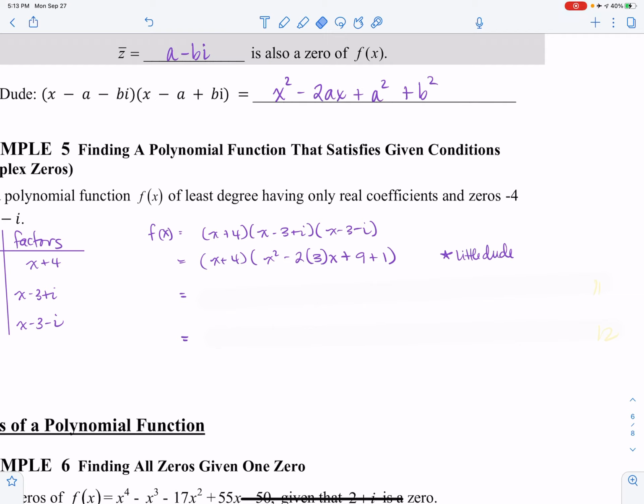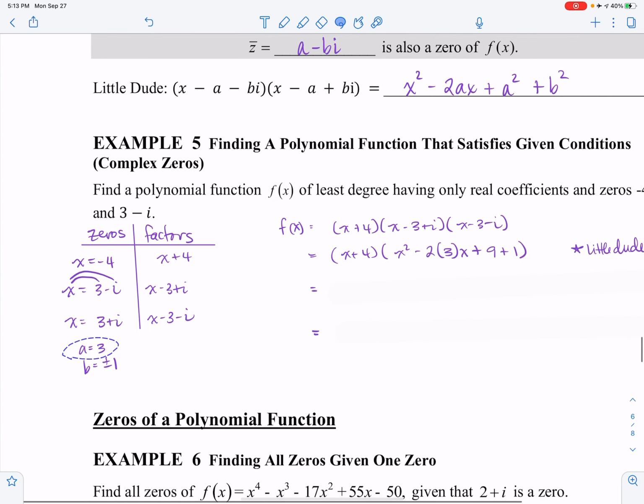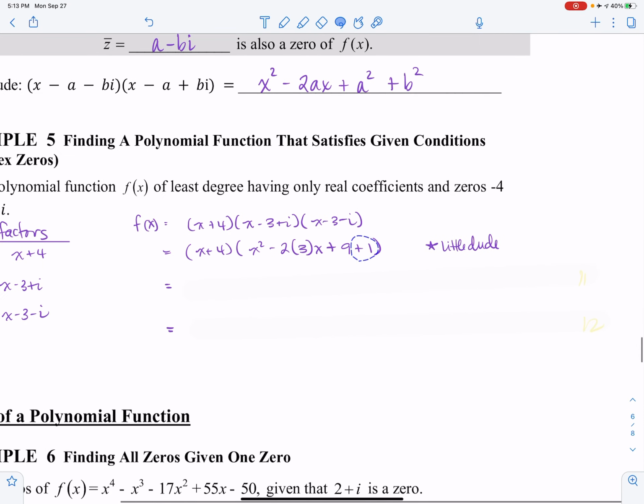Notice that you've got x squared minus 2a. A is my 3 that we found just a moment ago. x plus a squared is going to be 3 squared plus b squared. Now remember I told you that for the b it wasn't going to matter if I had a plus or a minus there, and that's because all I'm going to do with b is square it, so it doesn't matter which sign you keep on the b.